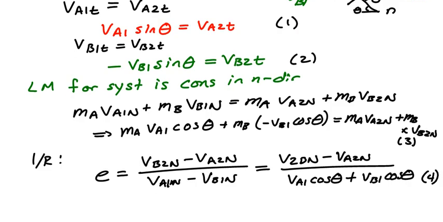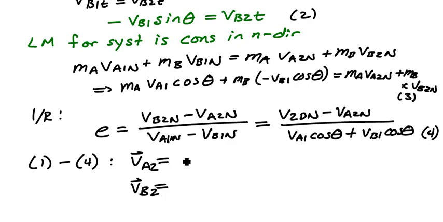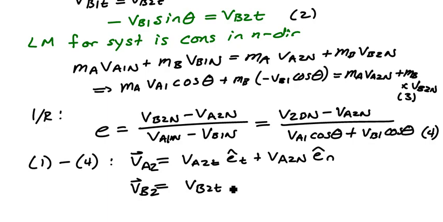And if I take equations 1, 2, 3, and 4, I can recover 4 quantities, which I can use to find the answers to the problem. And those 4 quantities appearing in the 2 answers, namely the velocities of A and B post-impact, are given by VA2 in the t, which is of course in the e sub t direction, plus VA2 in the n, which is in the e sub n, and then VB2 is going to be VB2 in the t in the e sub t, plus VB2 in the n in the e sub n.